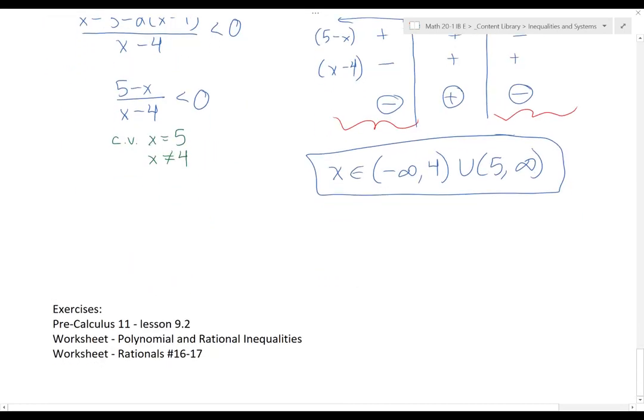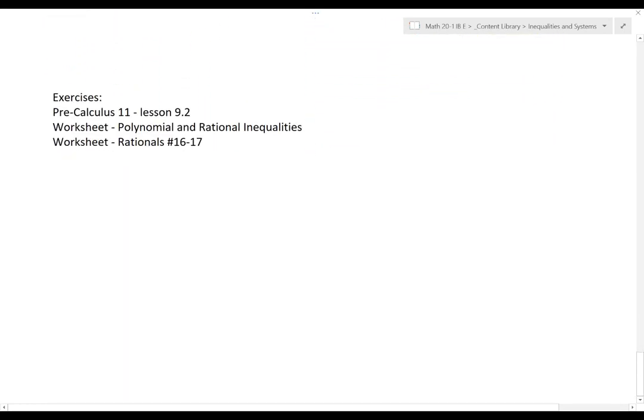All right, so that takes practice. Feel free to go back over those examples a little bit, but the basic principle is the same for all of them. So it's lesson 9.2 in your textbook. There's a worksheet on polynomial and rational inequalities in D2L, and the worksheet that you got actually quite some time ago with rationals has questions 16 and 17 that are about rational inequalities.